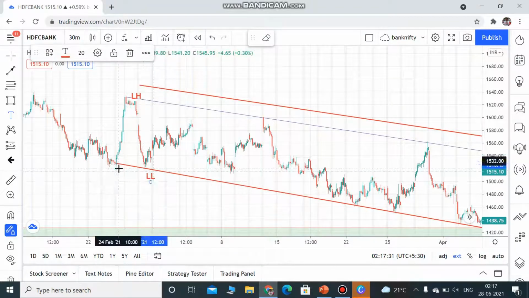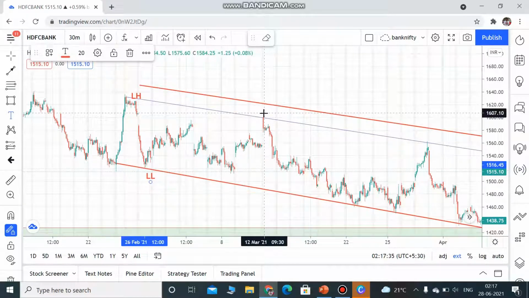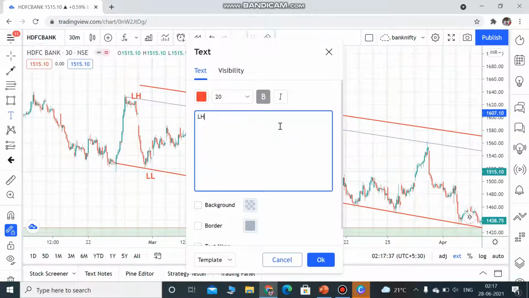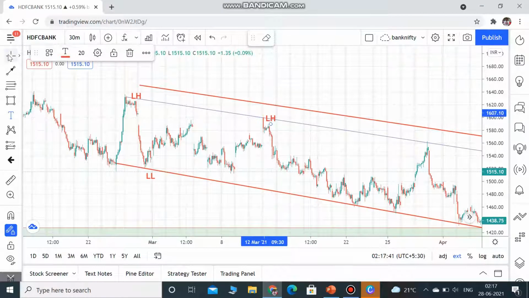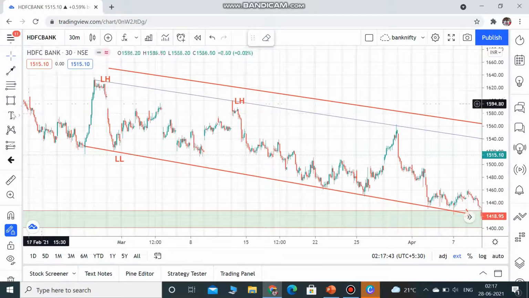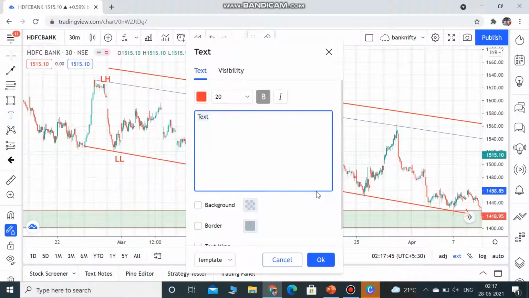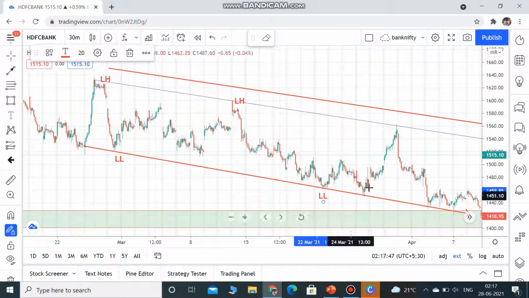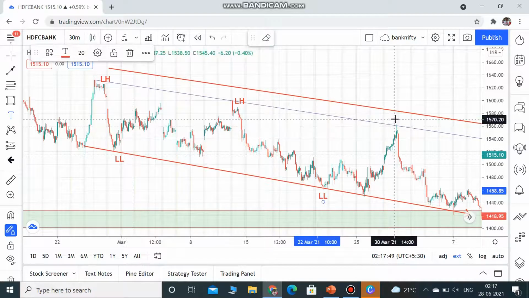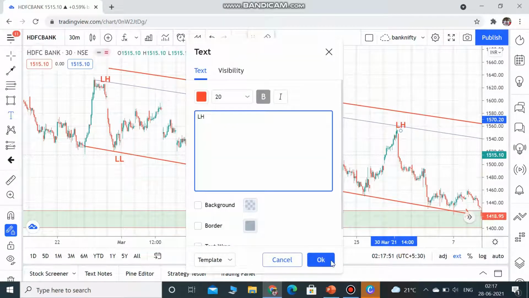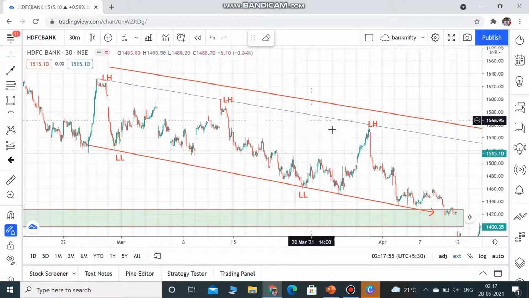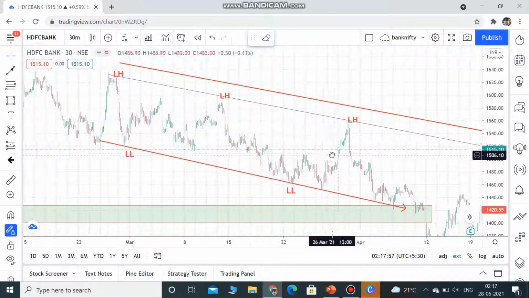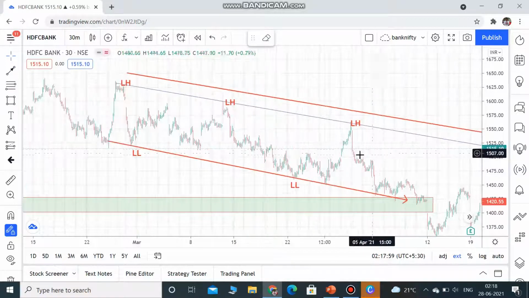Lower low, lower high, lower low, and next will be my lower high. Lower high, and then what is my next one? Next one will be lower low. The next one will be lower high, as it is on my downtrend. If it has to be on my uptrend, it will be higher high and higher low.